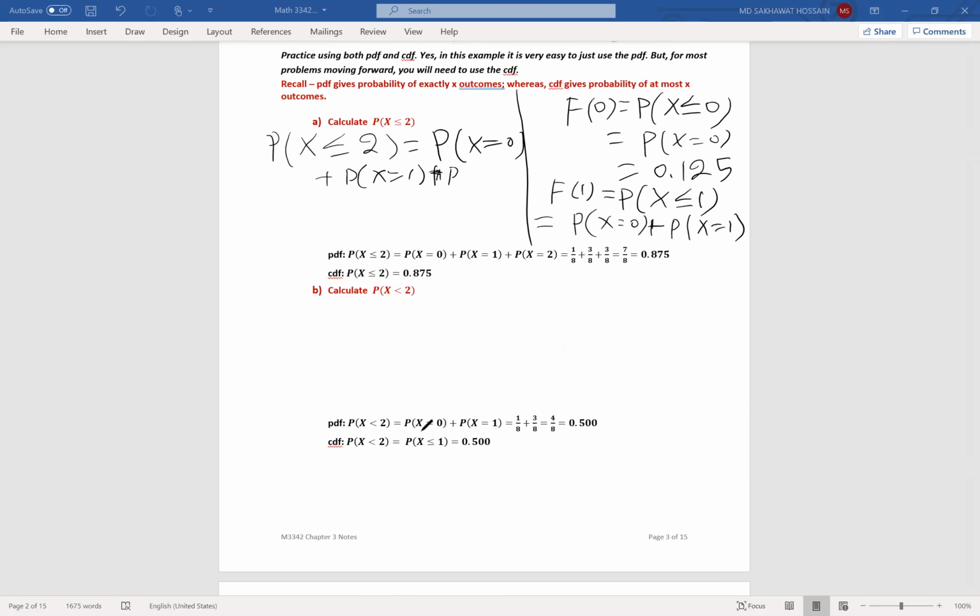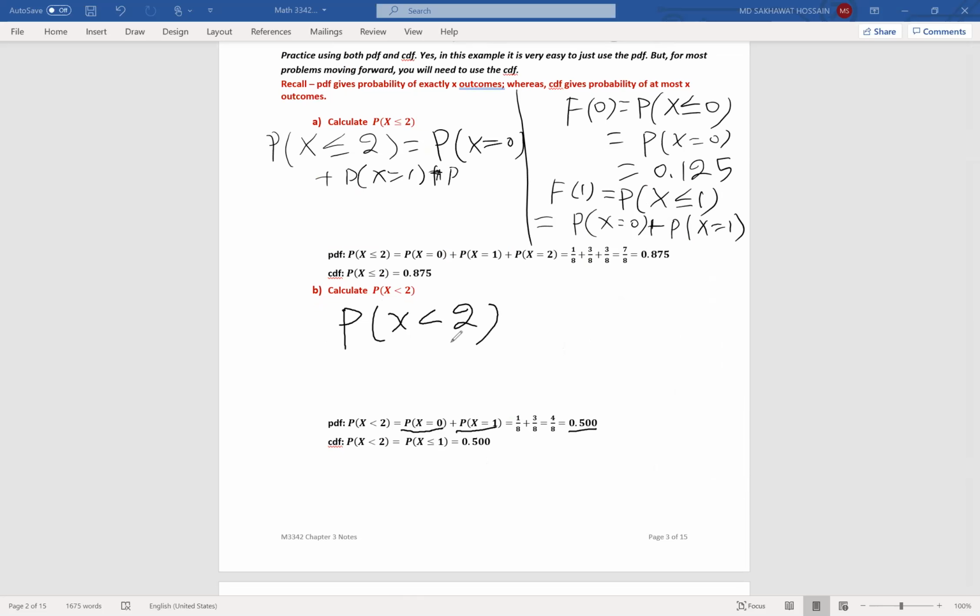Okay, so here you can see probability of x less than 2. So this is equal to probability of x equals 0 plus x equals 1, so this is 0.5. Now you can also use the CDF function for this one. So how can you use the CDF function? Probability of x less than 2.